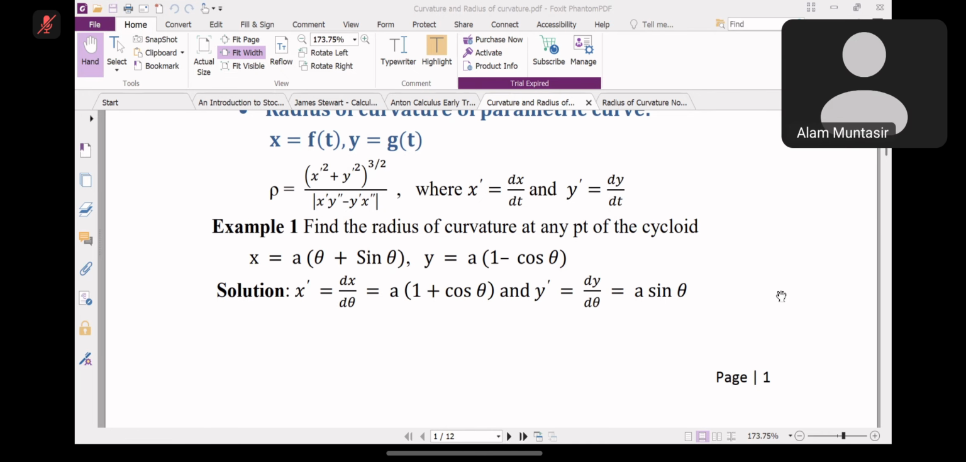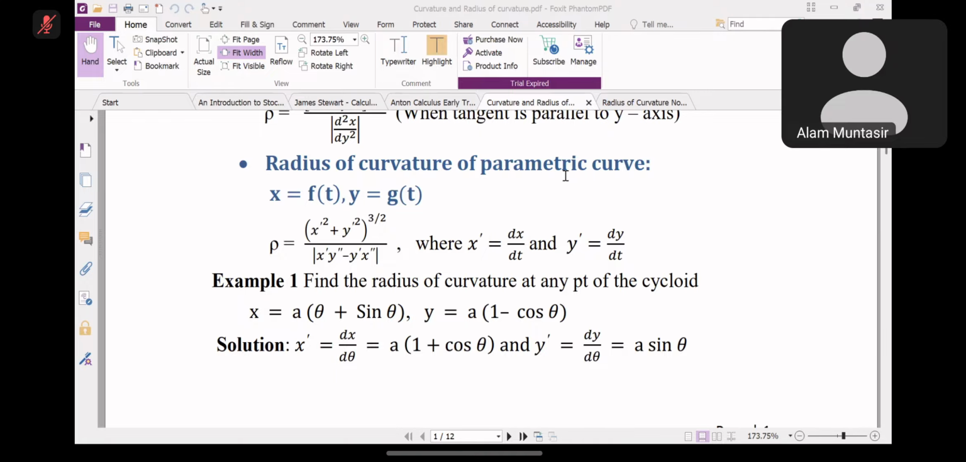So moving to the next part, example 1. Find the radius of curvature at any point of the cycloid. This is a parametric curve. As you can see, the parameter theta is there. So we should use the formula for parametric curve. That means the second formula, rho equal to x prime square plus y prime square whole to the power 3 by 2 divided by absolute value of x prime y double prime minus y prime x double prime. So all you need is to calculate the relevant derivatives from the given curve.